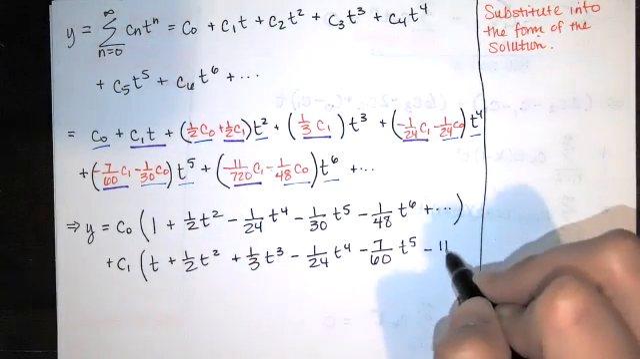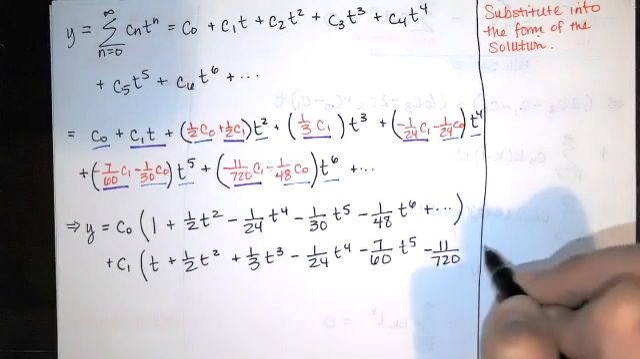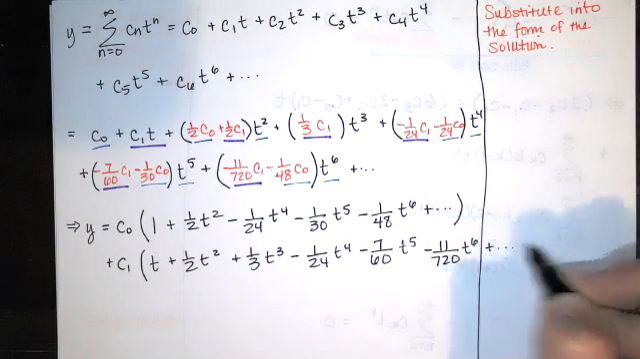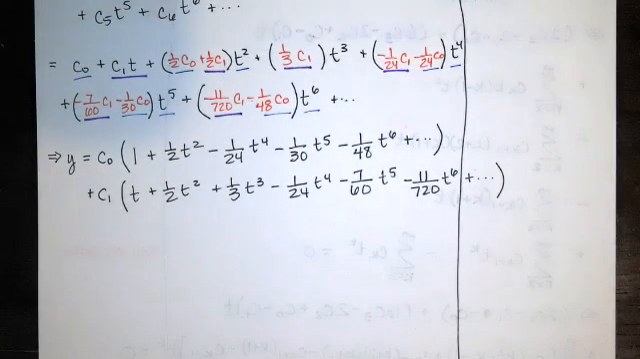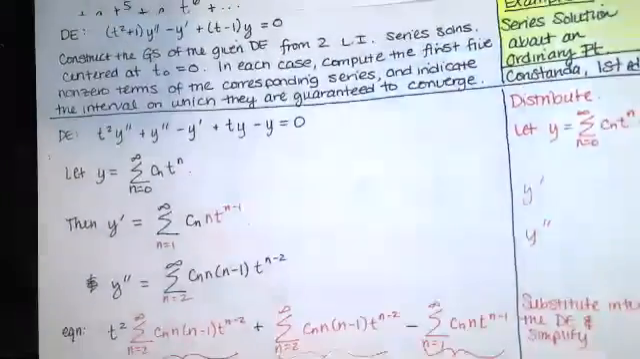Might as well write it down. So we've got negative 11 over 720 times t to the 6th times c sub 1. So that is our general solution. We've got 2 linearly independent solutions to this differential equation. If we multiply them by constants, c sub 0 and c sub 1, and add them together, we have the general solution.